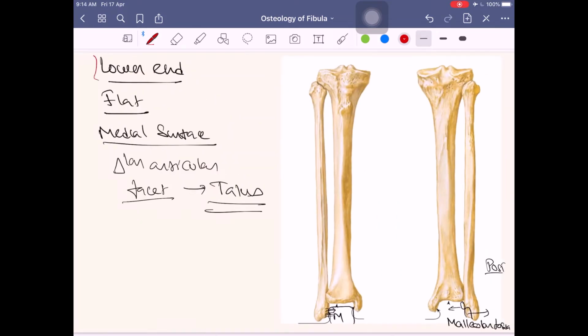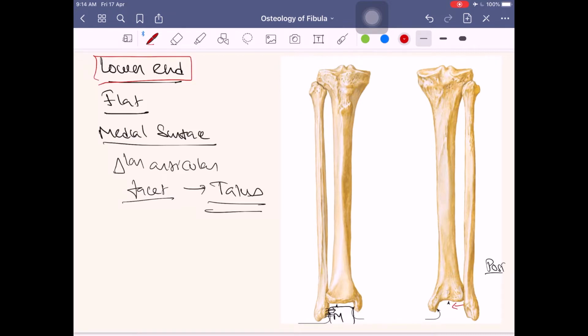Now if you look at the lower end of the fibula, the lower end is flat because the upper end was round. It is flat from the anterior to posterior, so anteroposteriorly it is a flat structure. The medial surface is the one which is facing your tibia. There you have a medial surface which articulates with your talus.